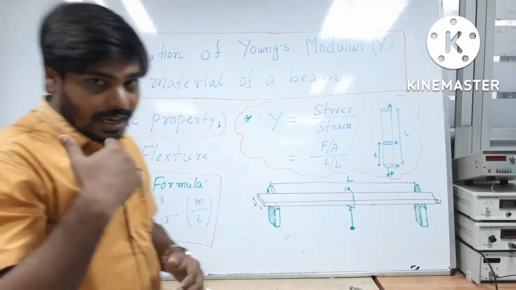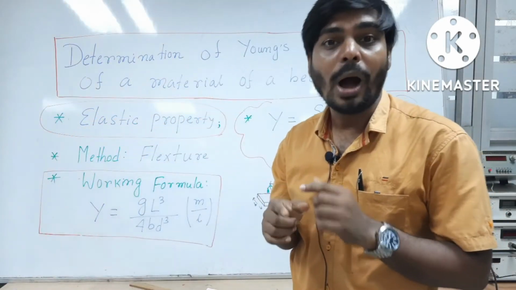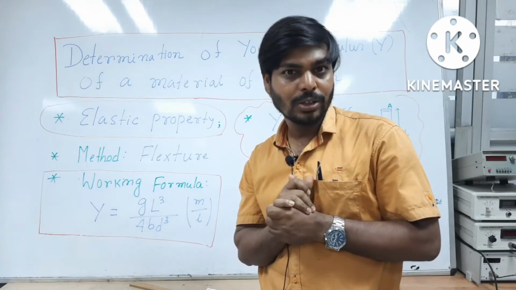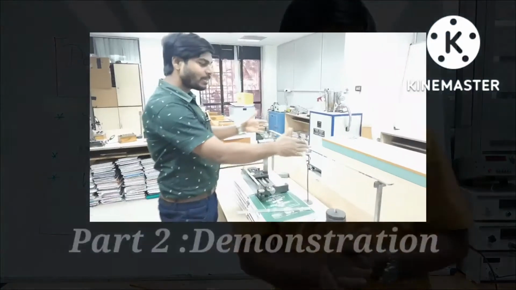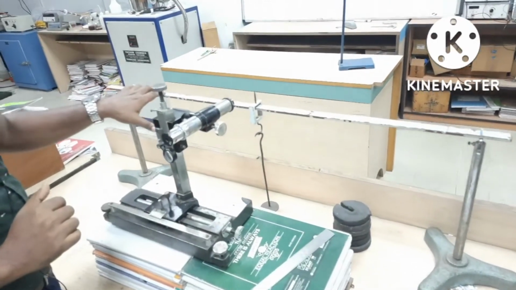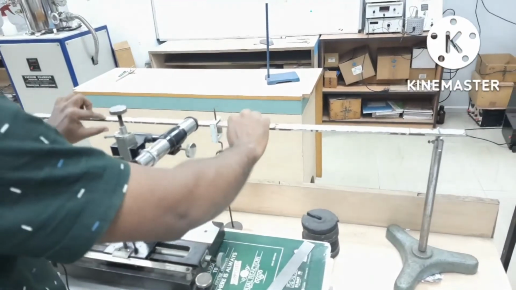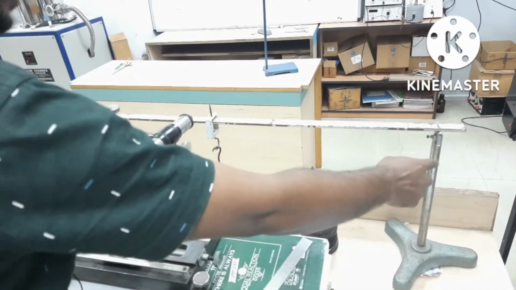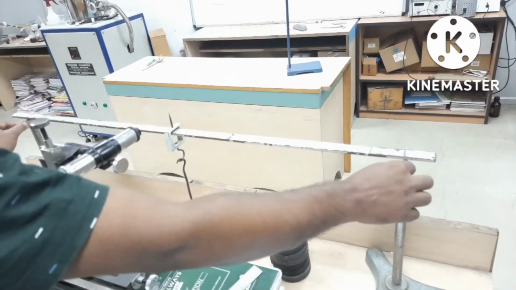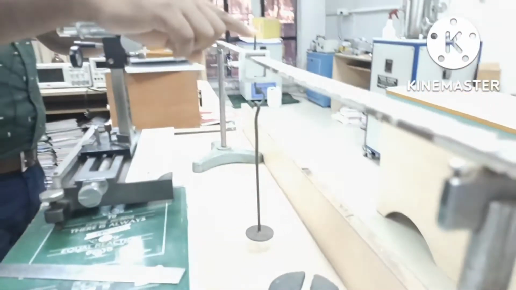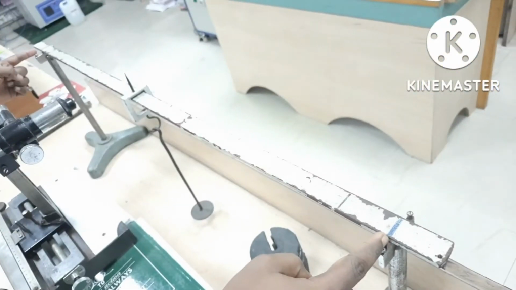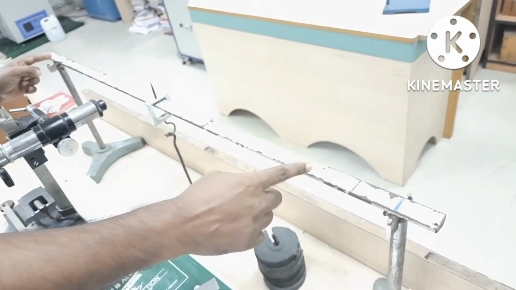So next we will directly move to the second part, where we will demonstrate the whole experiment. So let's move to that. So this is the experimental setup for Young modulus determination of a material. As you can see, the beam or the bar is placed over two stands, and there are two sharp knife edges. And what is the effective length right now for this bar? The distance between these two sharp edges is the effective length.